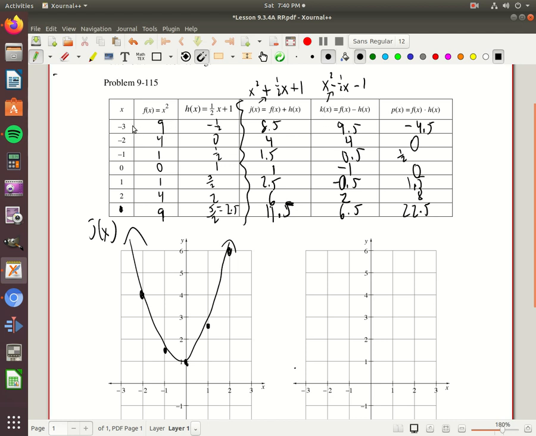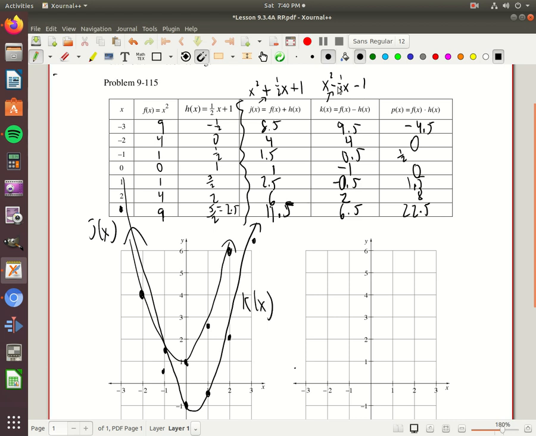So same thing. When I plug in negative 3, I get 9.5. Again, that's off the board. At negative 2, I get 4. At negative 1, I get a half. At 0, I get negative 1. At 1, I get negative a half. At 2, I get 2. And at 3, I get 6.5. So something like that. So you can see this is the one that I get for k of x.